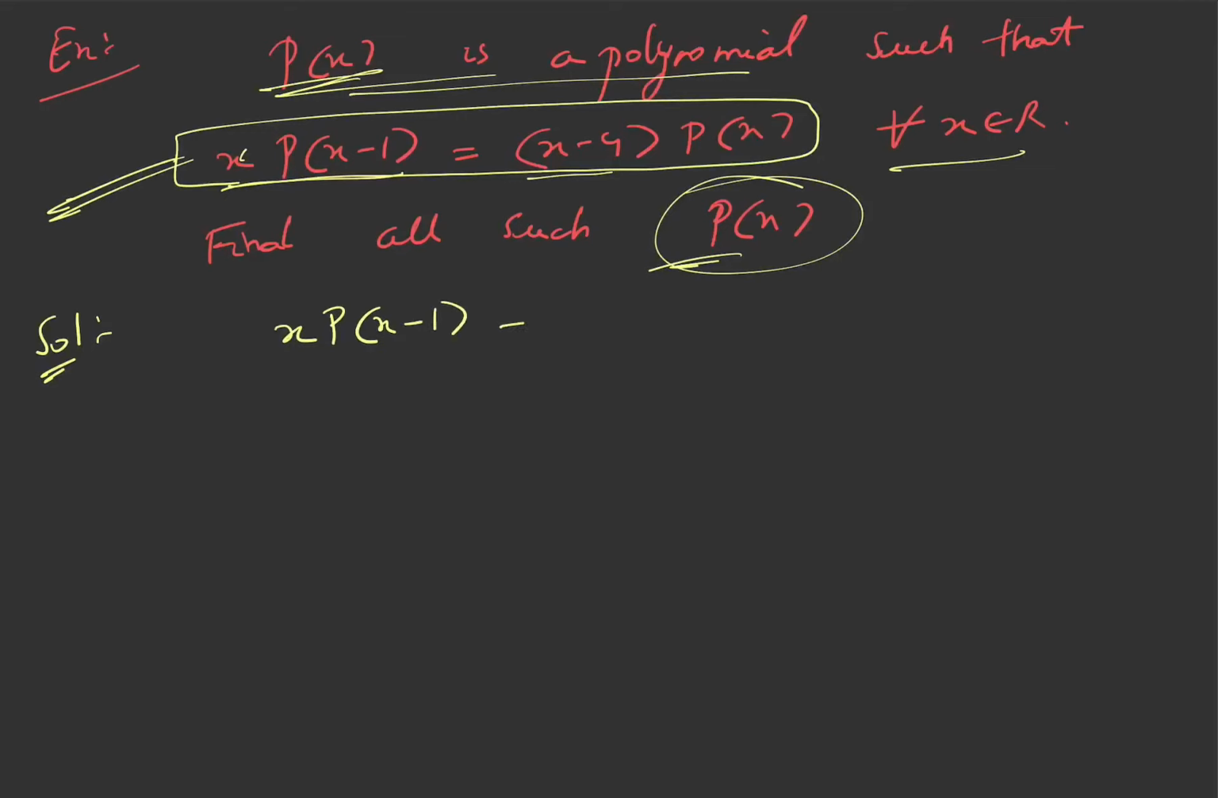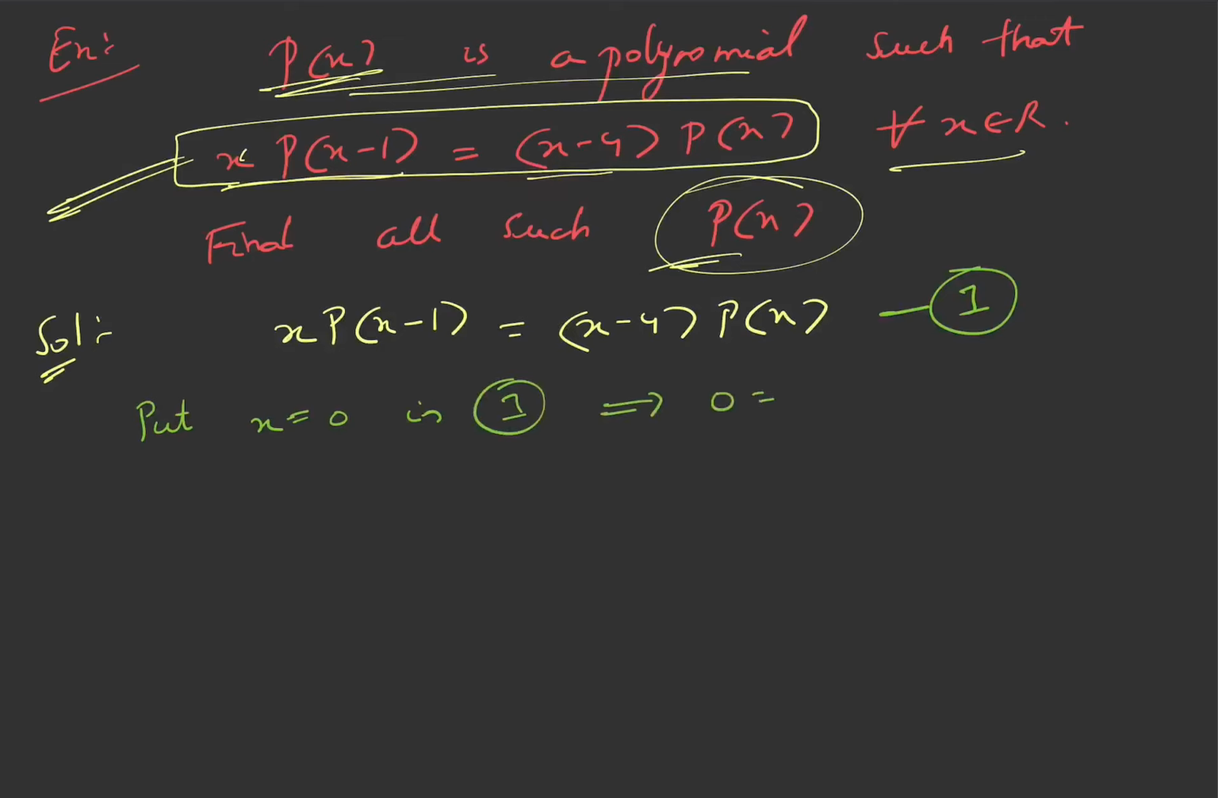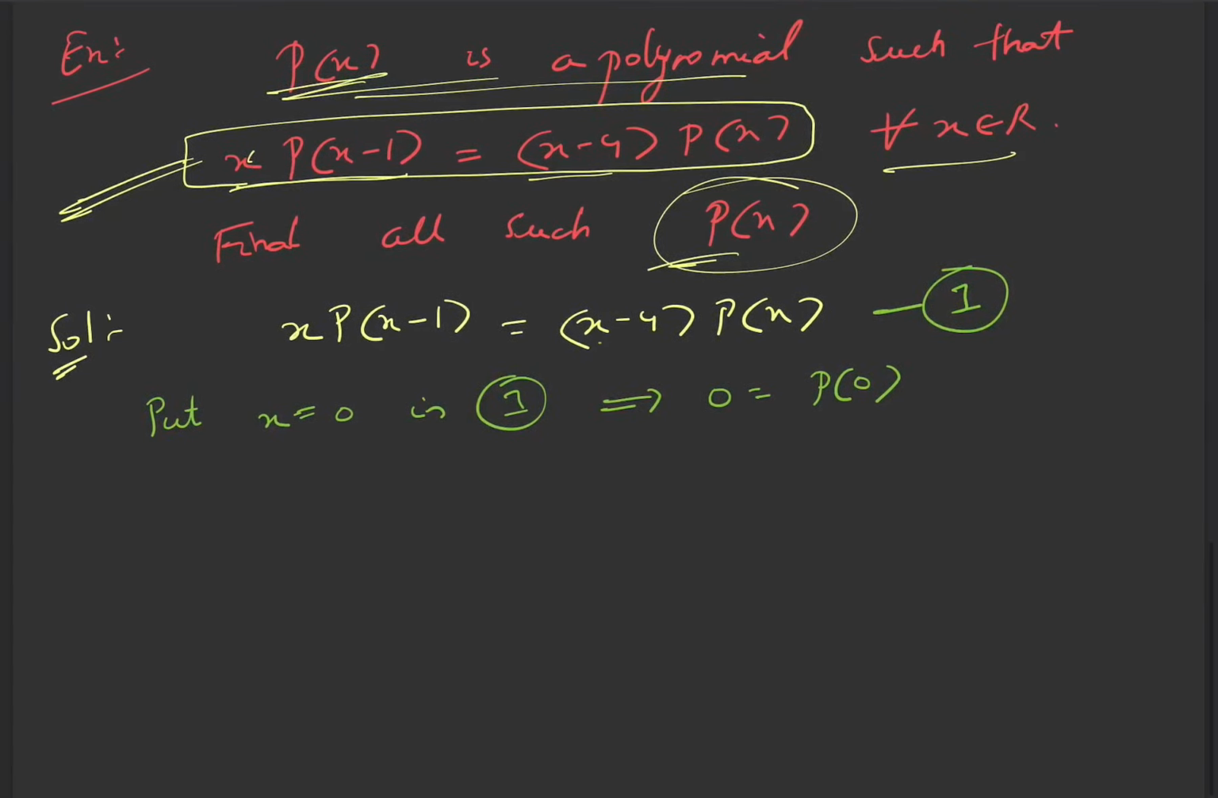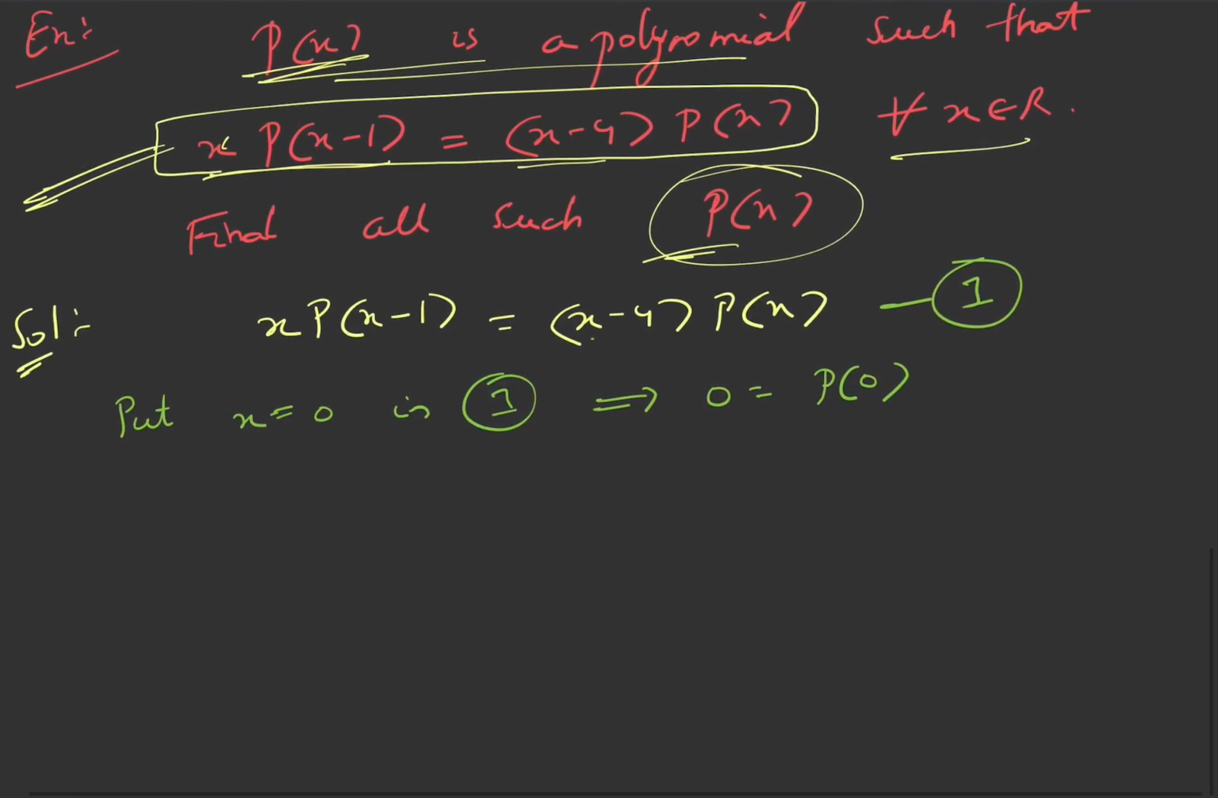So you see x into p of x minus 1 is equal to x minus 4 into p of x, isn't it? So what I am doing is I am just putting x is equal to 0. So if I put x is equal to 0, let us call this equation 1. So put x is equal to 0 in equation 1, then you would get 0 is equal to p of 0, right? 0 minus 4 is minus 4 into p of 0. So you will get 0 is equal to p of 0.